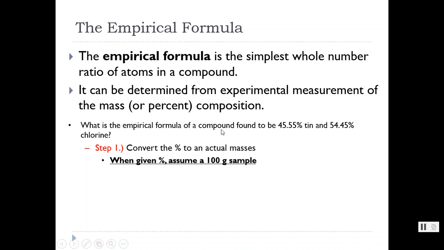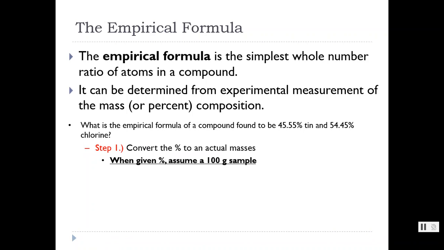What is the empirical formula for a compound? I give you the mass percents of the elements in the compound. So I have a compound and 45.55% is tin, 54.45% is chlorine. The first step in finding the empirical formula from this data is to convert your mass percent to masses. The easiest way to do this is to assume that you have a 100-gram sample. And that's something that you should do.